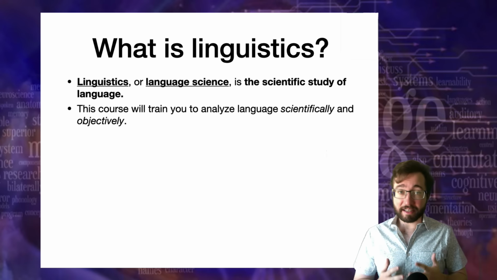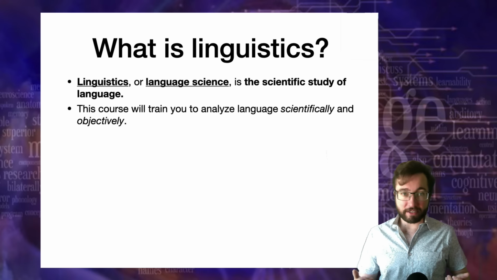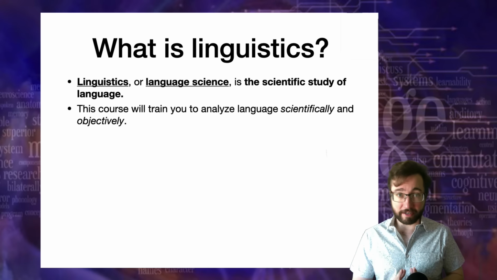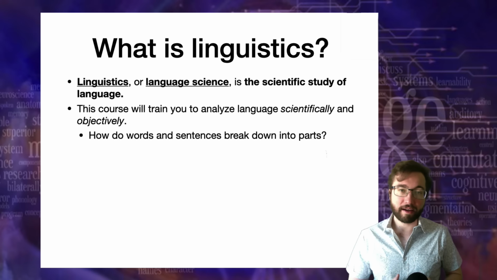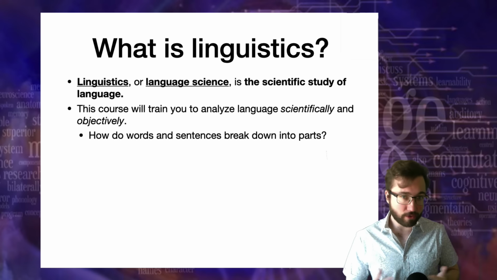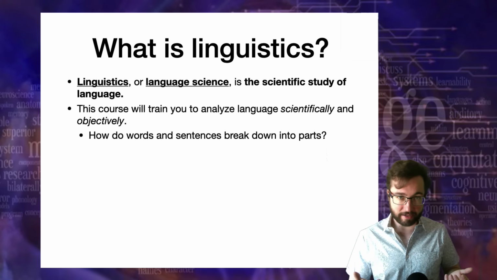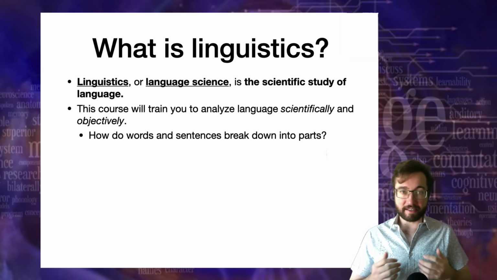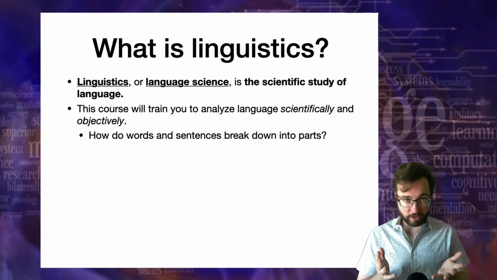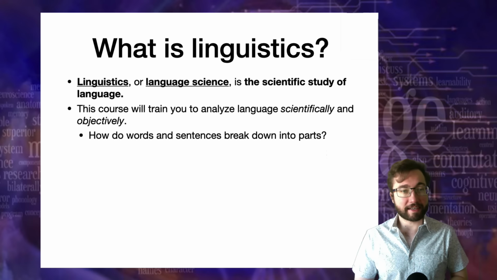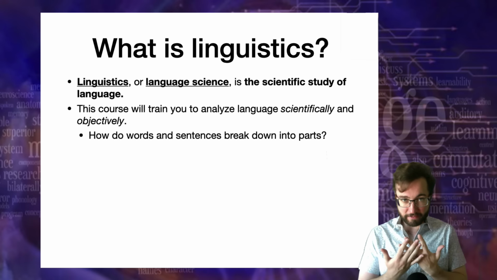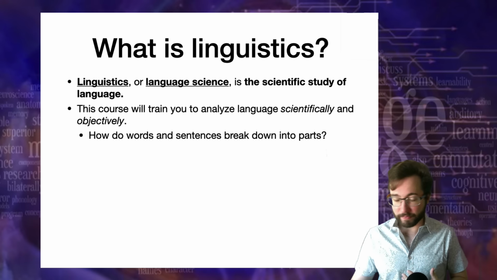What we're going to be doing in this class is adding a big dose of science and objectivity to that kind of stuff. We're going to be doing a rigorous scientific analysis of language. We're going to be asking questions like, how do words and sentences break into parts? Language consists of units, things like sentences or words or sounds, and we're going to be asking how those things break into parts, how the parts fit together to form the whole.